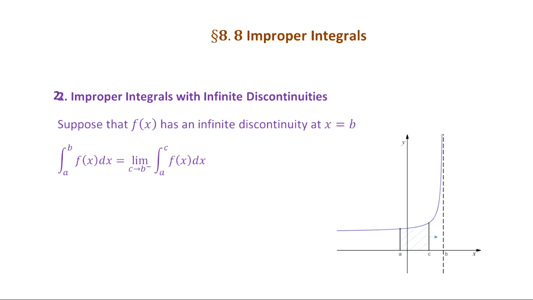This time we consider the tail on the top if you look at the graph. So suppose that f has an infinite discontinuity at x equal to b. Okay, so there's a vertical asymptote for the curve. We call it infinite discontinuity because the function is not continuous here, and the function value approaches infinity at the asymptote, at x equal to b.